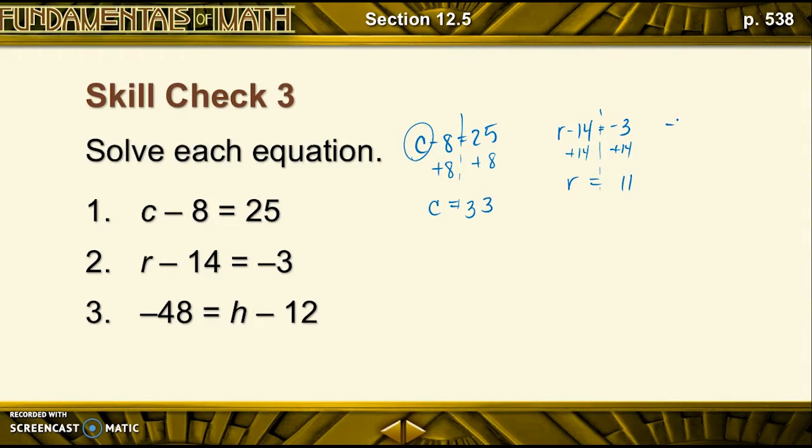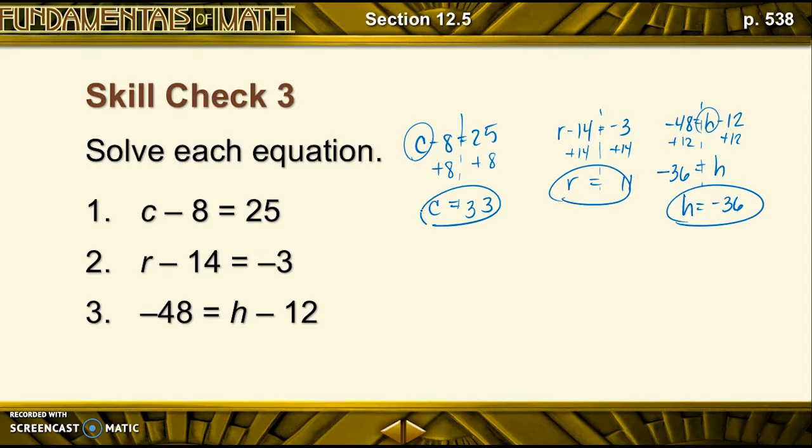And last but not least, negative 48 equals h minus 12. H all by itself, the opposite, or the inverse operation would be to add 12 to both sides. So I have h equals, and then again I have to subtract, keep the sign of the larger. 48 minus 12 is 36. Negative 48. 48 has a larger absolute value than 12, so it's going to be a negative. So it's h equals negative 36. So hopefully those are the answers you got.